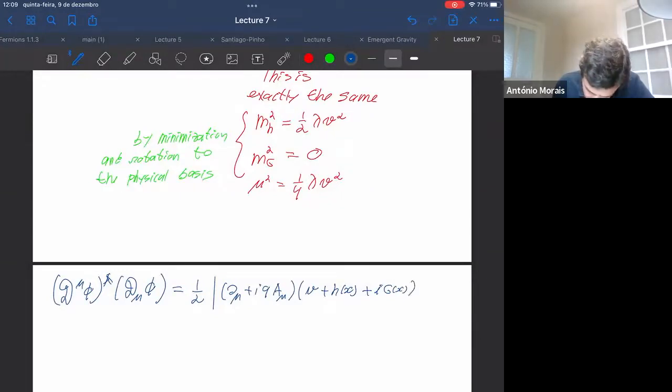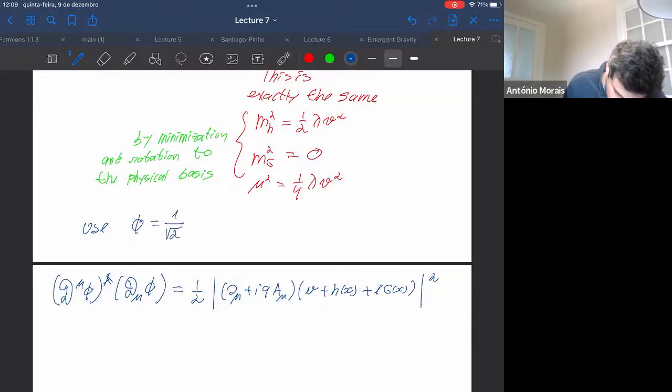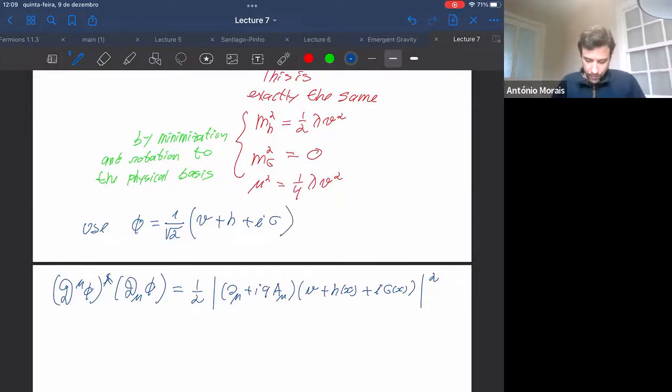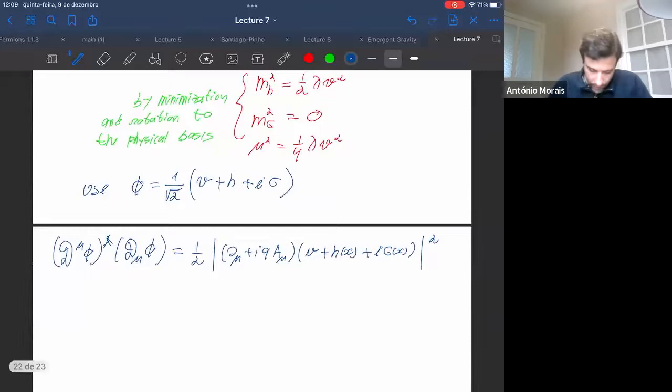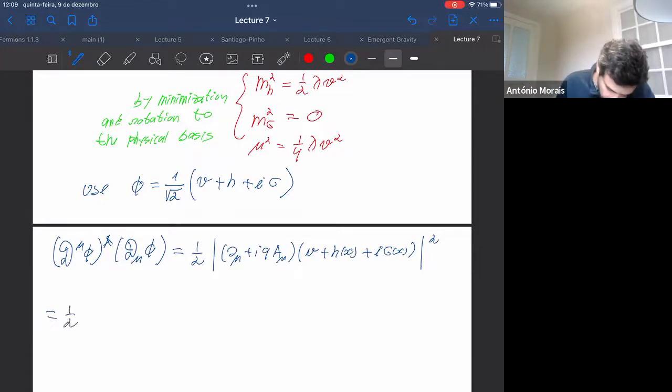modulus squared. So use phi equal 1 over square root 2 times (v plus h plus i G). So we are using this at the moment. And upon expansion, let me write only the important points. So we have 1/2 (dh) squared.